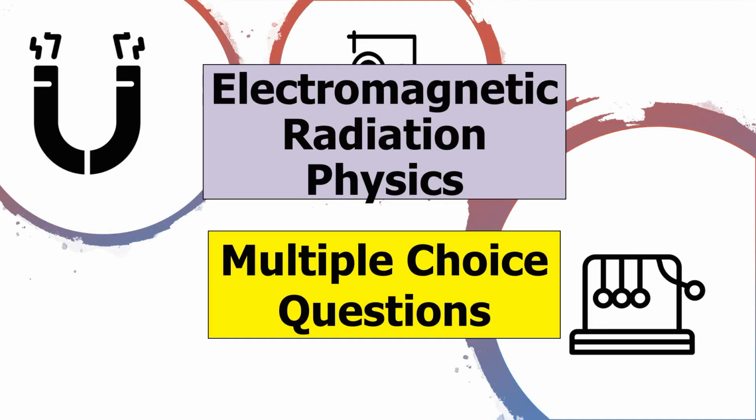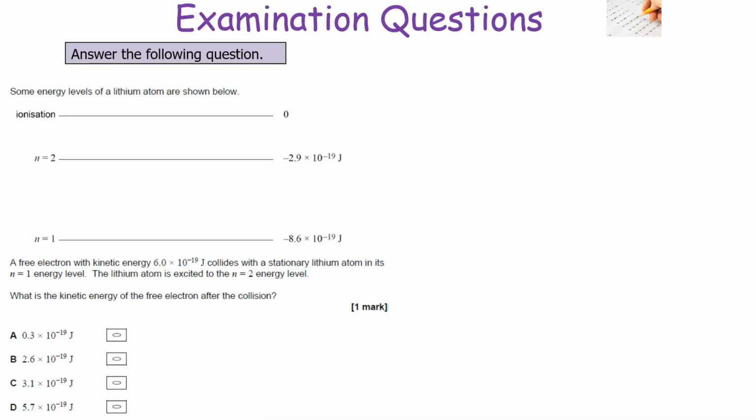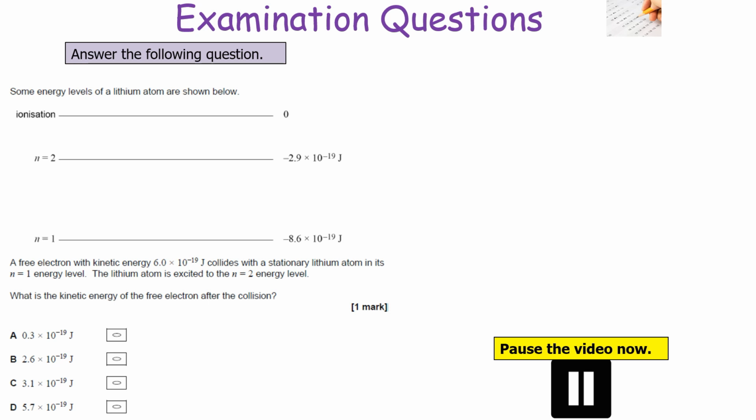So let's have a look at some multiple choice questions for electromagnetic radiation. So some energy levels of a lithium atom are shown below. A free electron with a kinetic energy of 6 times 10 to the minus 19 joules collides with a stationary lithium atom in its n equals 1 energy level. The lithium atom is excited to the n equals 2 energy level. What is the kinetic energy of the free electron after the collision? So pause the video now, then unpause the video when you want to go through your answer.